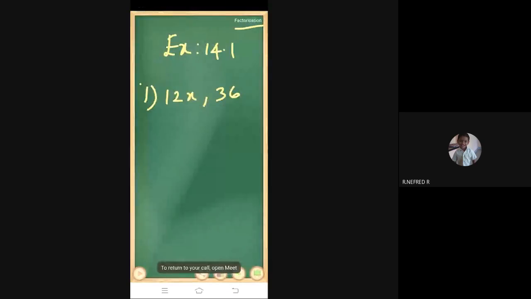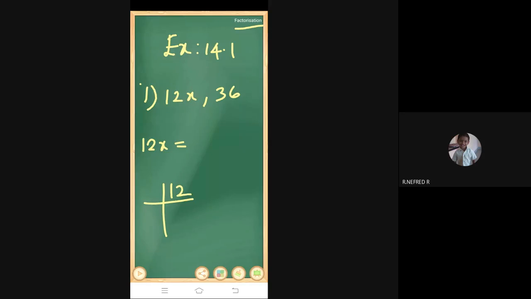Okay. So now let us move on to exercise 14.1. First question, factorization. Find the common factors of the given terms. So first let us separate this given number and variable. The number should be split in the form of a prime number. So how will you do this?